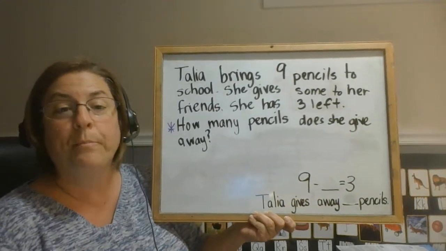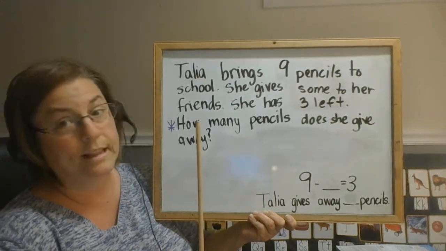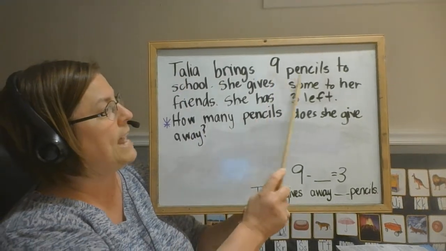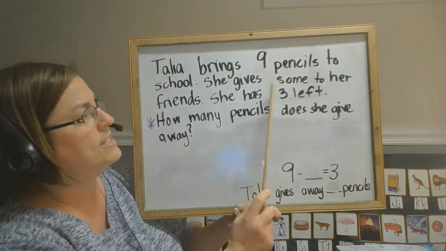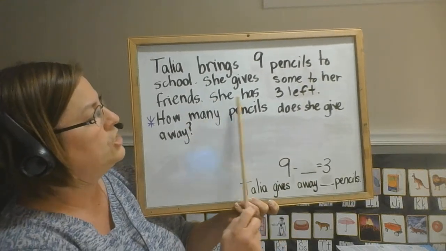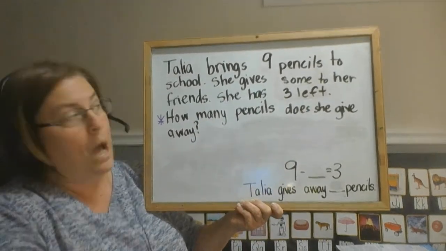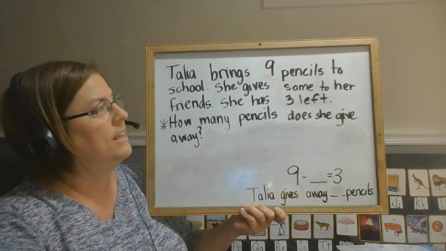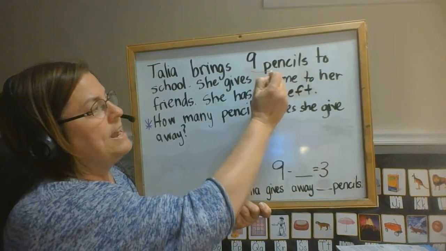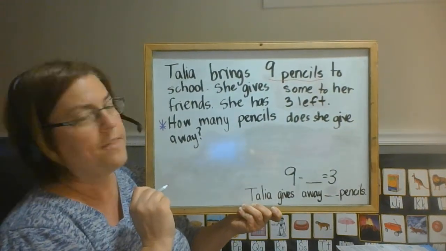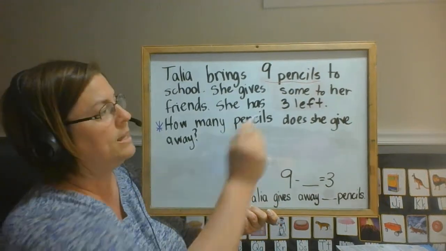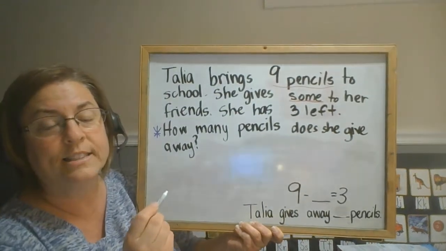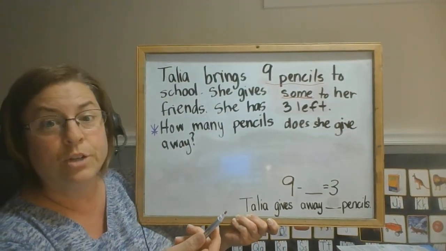Now we need to find some important information. Let's read it again. If you want to read it with me, you can. Talia brings 9 pencils to school. She gives some to her friends. She has 3 left. How many pencils did she bring to school? 9. So we're going to underline 9 pencils. And then what? She gives some to her friends. Okay, so she's giving some to her friends. And that leaves her with 3.